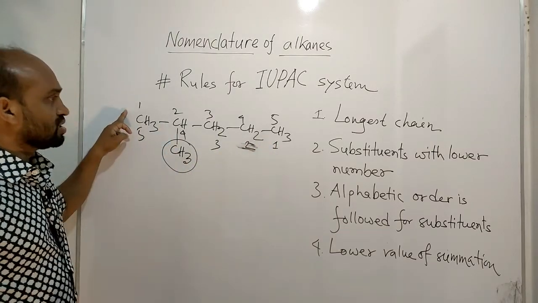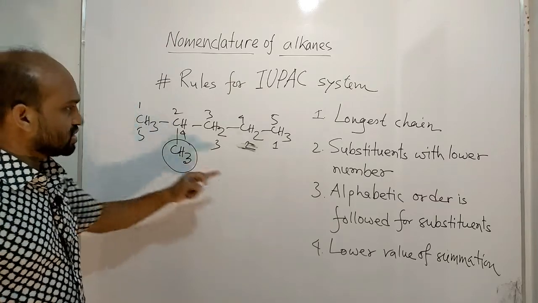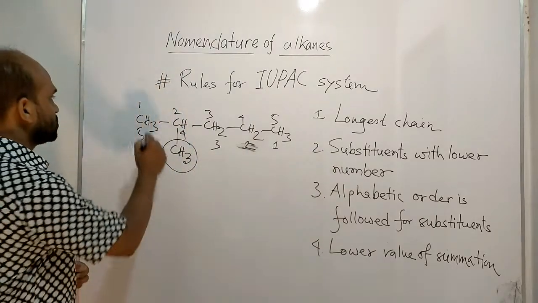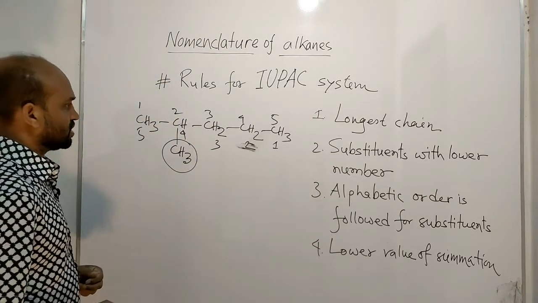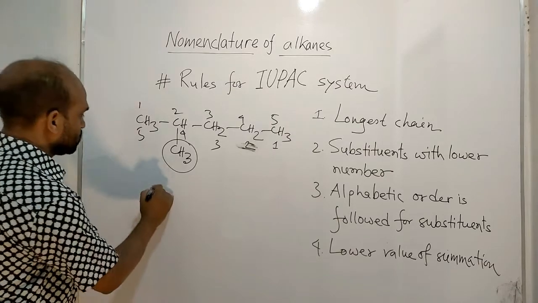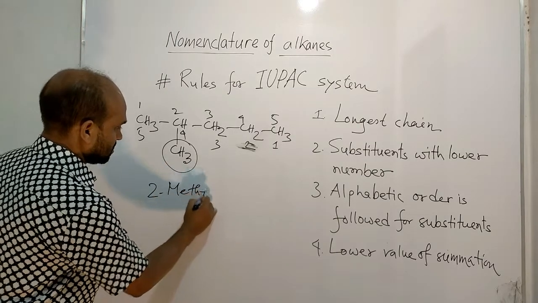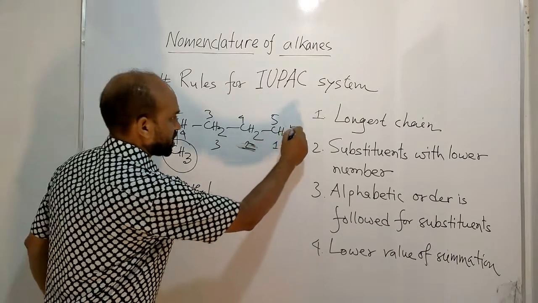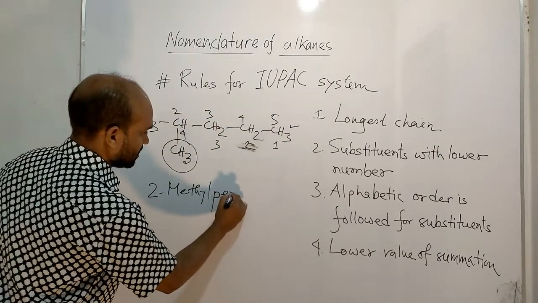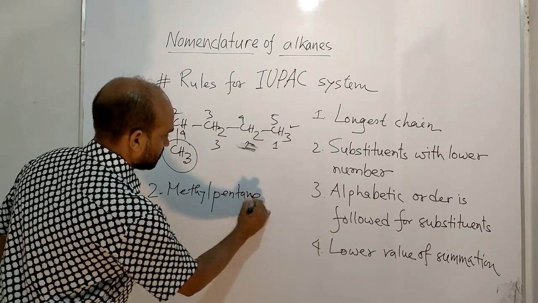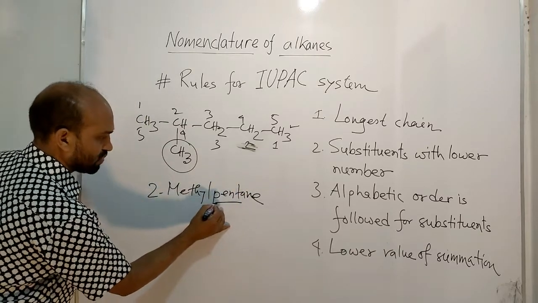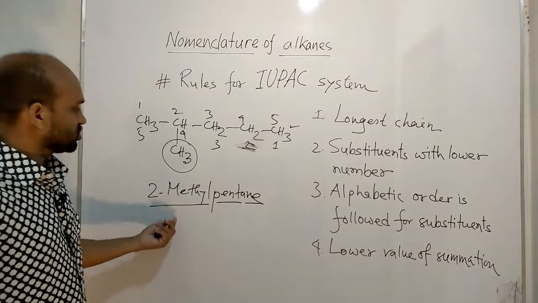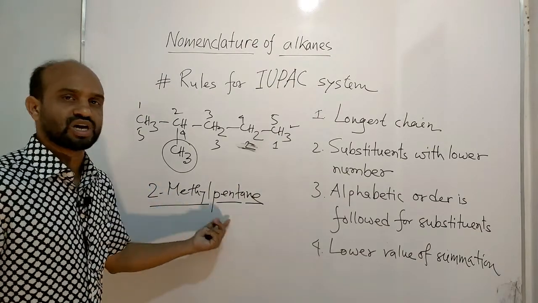So the numbering must be from the left, because in the rules it is said substituents are expressed with lower number. So at carbon number 2, the name of the compound will be 2-methyl. That means this methyl group is at 2. And how many carbon atoms here? 5 carbon atoms. So 2-methylpentane. This is the word root pent, this is the suffix, and 2-methyl is the prefix here. So the name of the compound is 2-methylpentane.